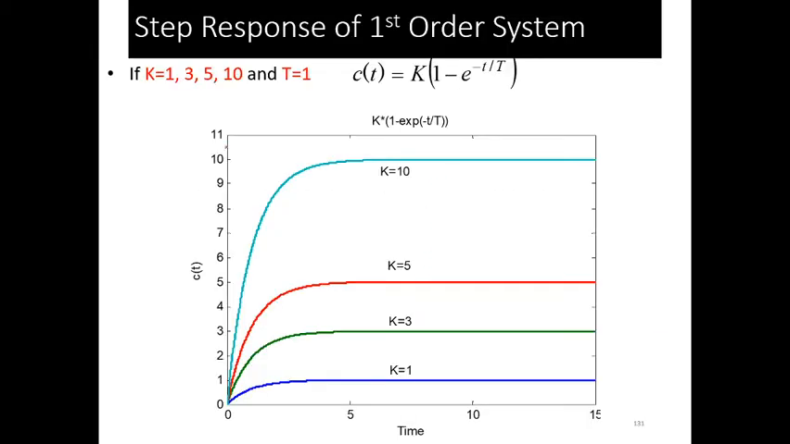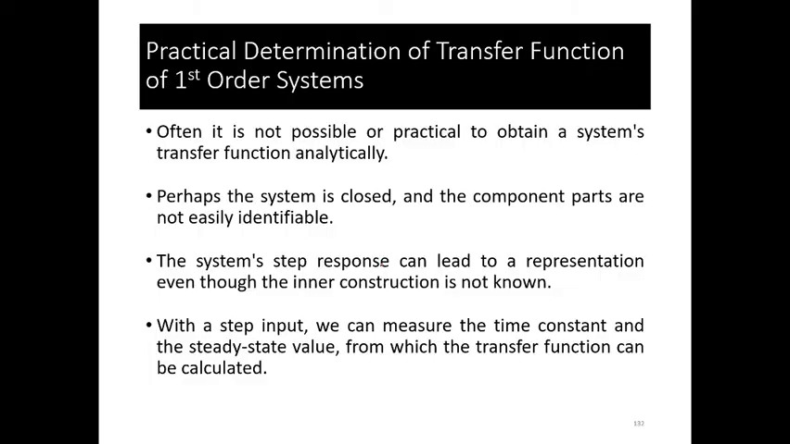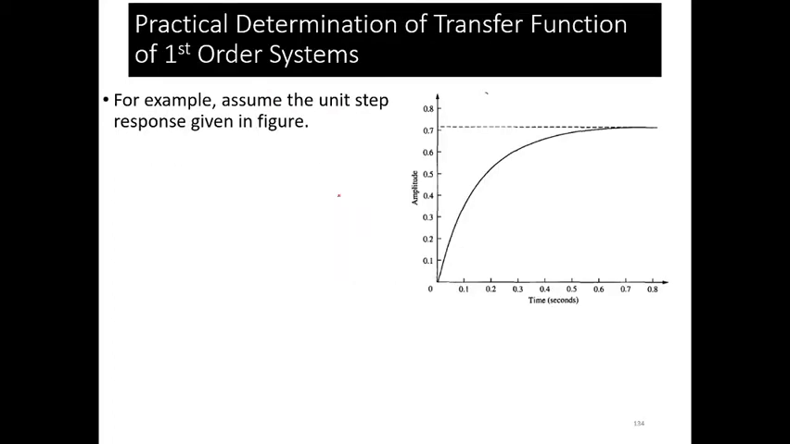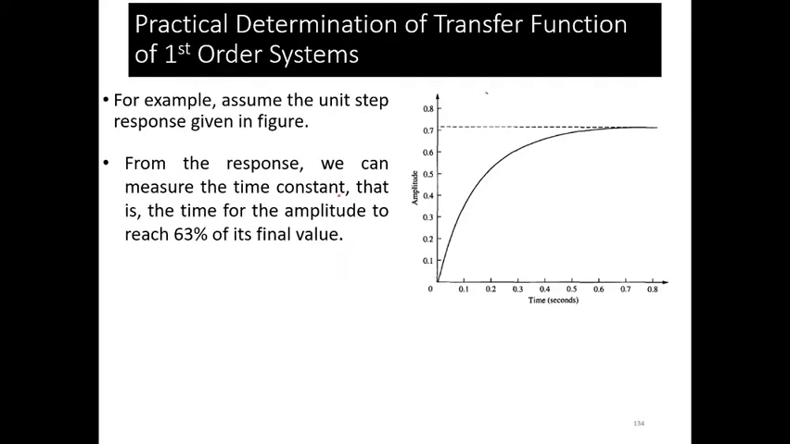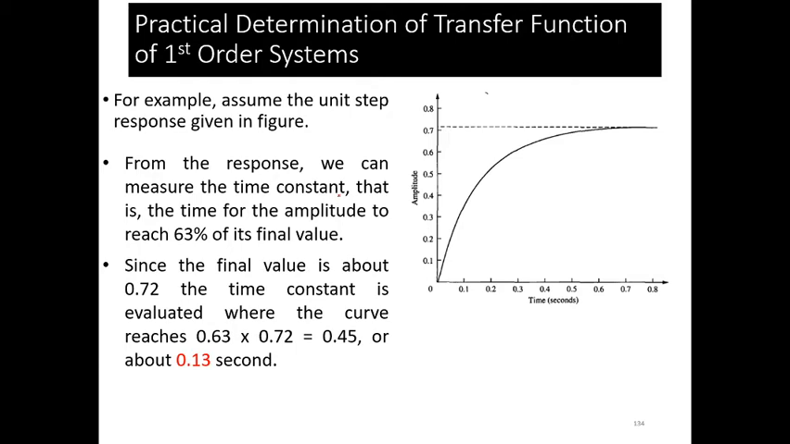And if you set K equal to 1, 3, 5, 10, and the time constant, let's say, is 1, and we are going to vary this one. So like this it is going to increase. K equals 1, K equals 3, it is going to step up. Come to the next. I have already discussed these things.